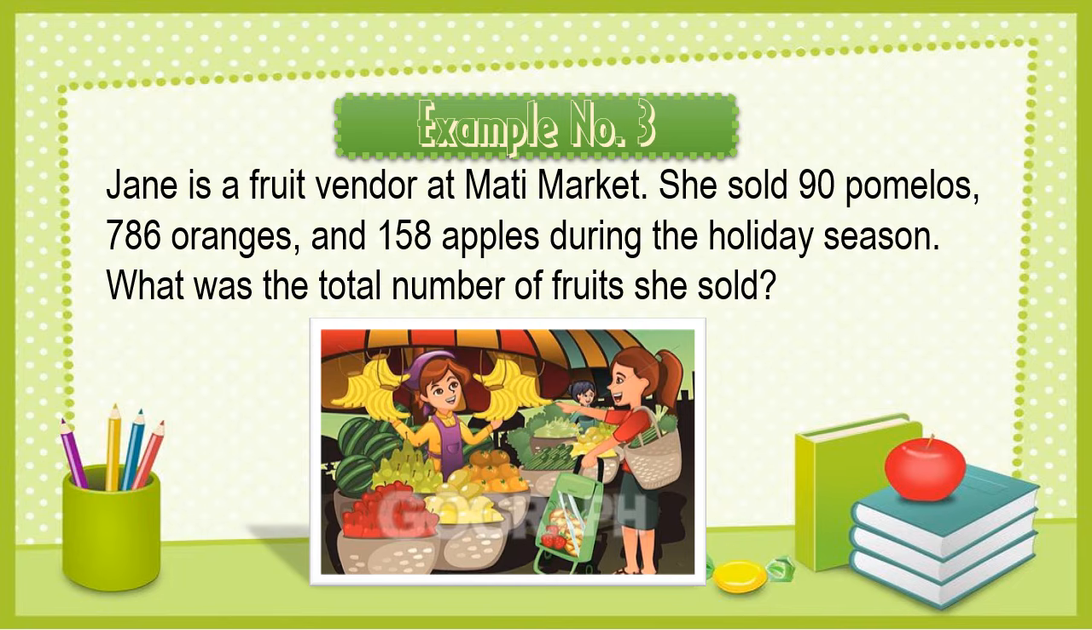Jane is a fruit vendor at Matty Market. She sold 90 pomelos, 786 oranges, and 158 apples during the holiday season. What was the total number of fruits she sold?